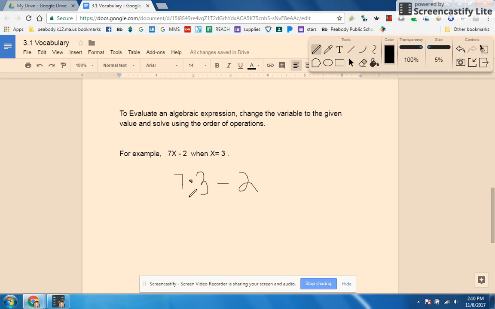Now I'm going to do the order of operations. So I would multiply first. 7 times 3 is 21. Subtract 2. So my answer is 19. So that would be the final answer. So make sure you have all these notes filled out, and then you're going to continue on to the next part.